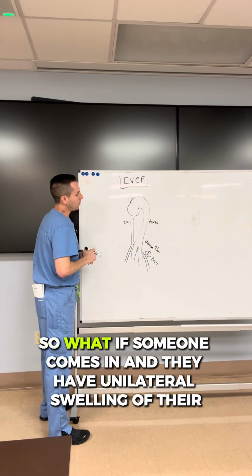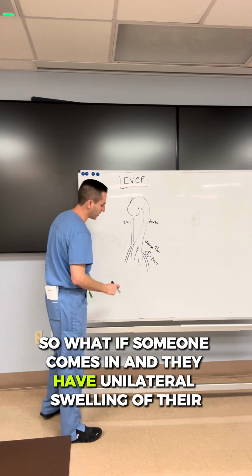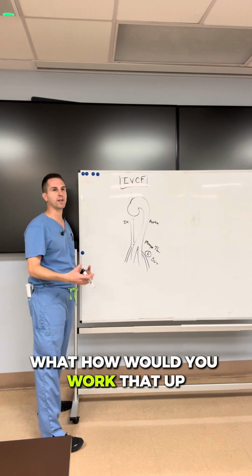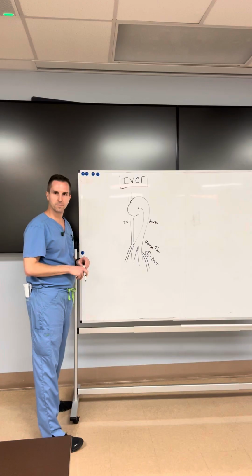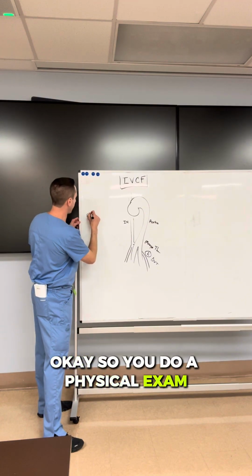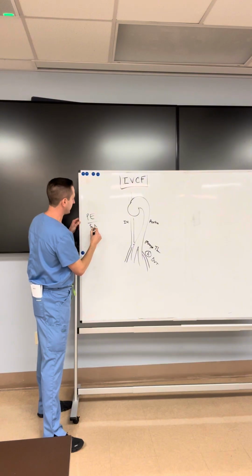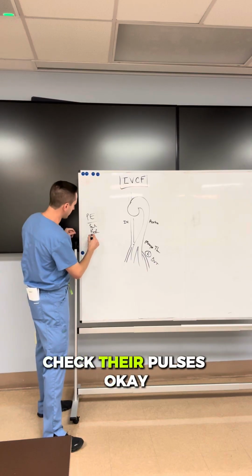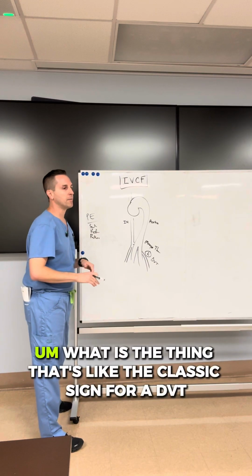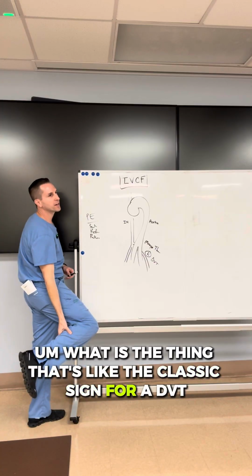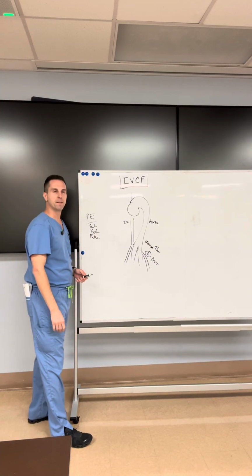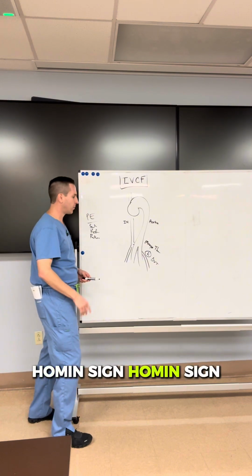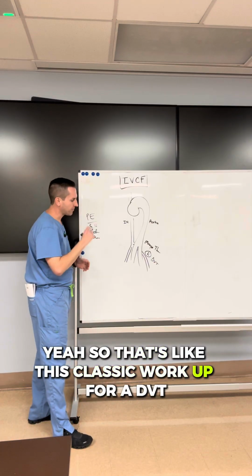So what if someone comes in and they have unilateral swelling of their, say, right leg? How would you work that up? Okay, so you do a physical exam, and you're looking for swelling, for redness, to rule out something like cellulitis. What else would you do? Yeah, check their pulses, okay? What is the classic sign for a DVT? Yeah, so what is it called? Exactly, with the calf. And what's it called? Homan's sign, yeah. So that's the classic workup for a DVT.